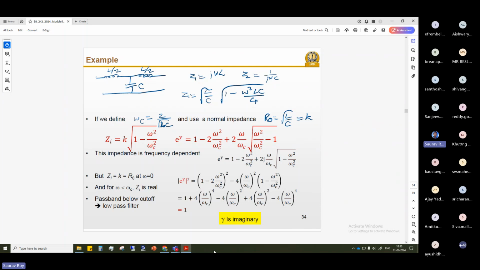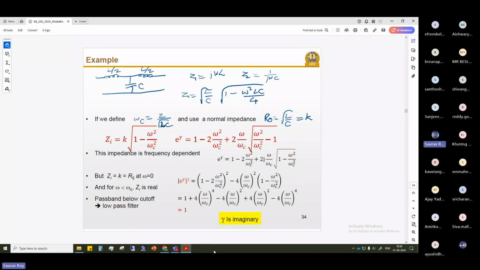That's why this gamma calculation is so important. From that, you will know how much attenuation is happening or how much propagation is happening. That is the basis of all this analysis. Is there any doubt about it? Okay, if not, then we can analyze.